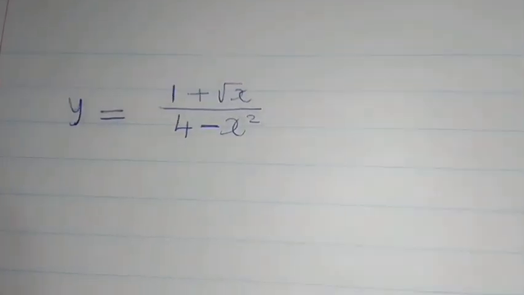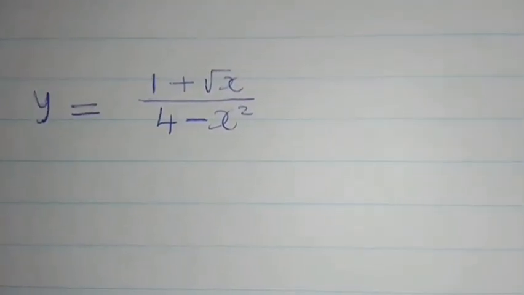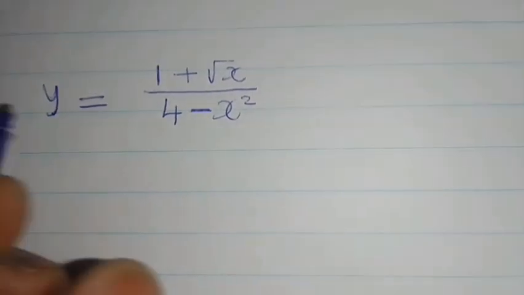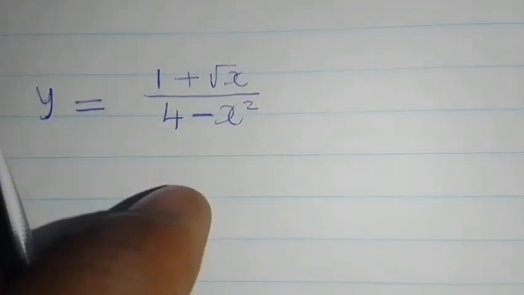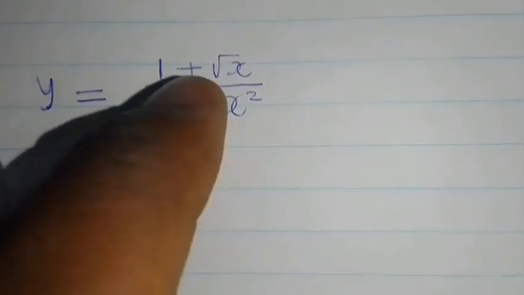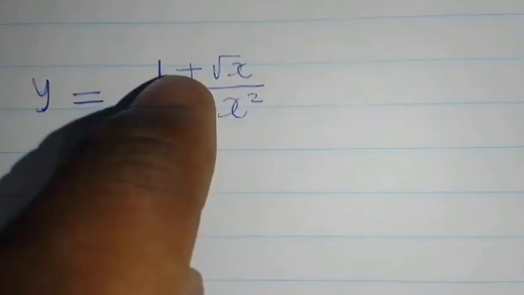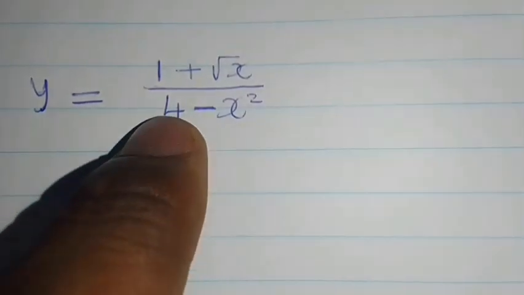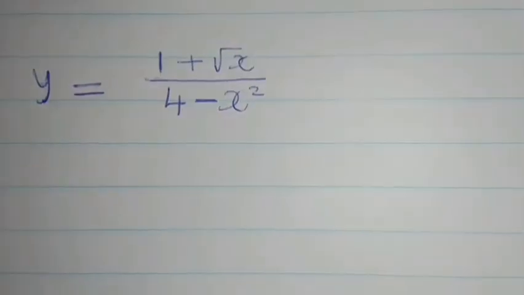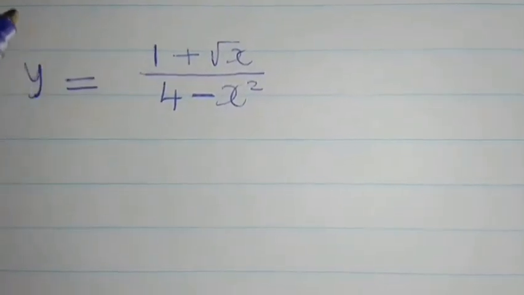Now in this video I'm just going to basically talk about domains and range of a function. Now if you look at this function here, you have y equals 1 plus the square root of x divided by 4 minus x squared. Basically the first thing I'm going to focus on is the domain here.